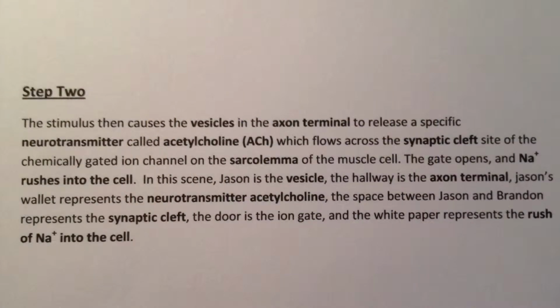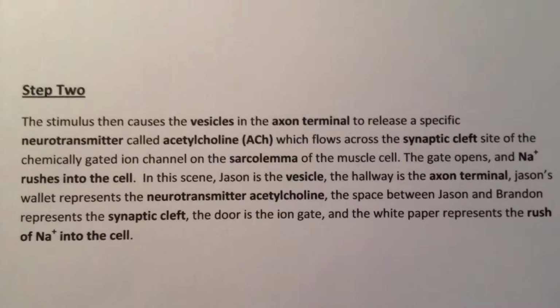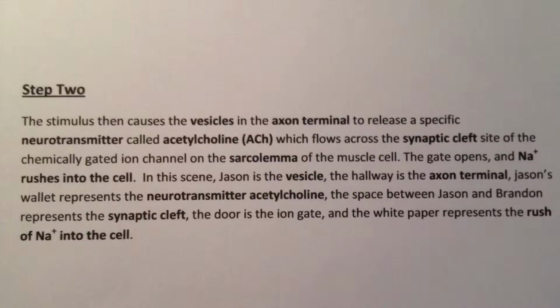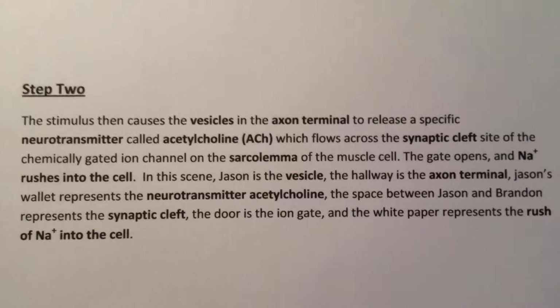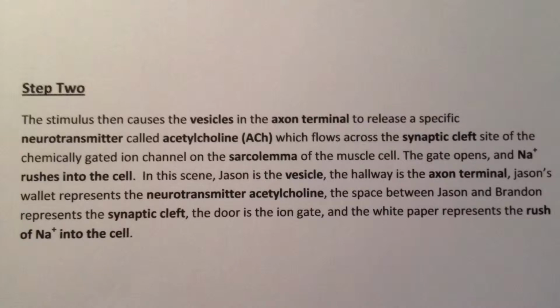In step 2, the stimulus then causes the vesicles in the axon terminal to release a specific neurotransmitter called acetylcholine, which flows across the synaptic cleft site of the chemically gated ion channel on the sarcolemma of the muscle cell. The gate opens and sodium rushes into the cell.